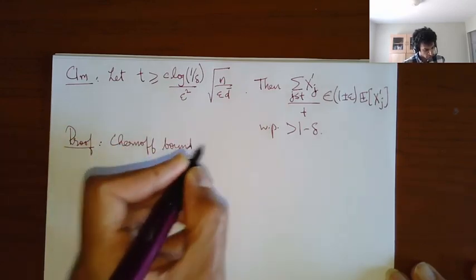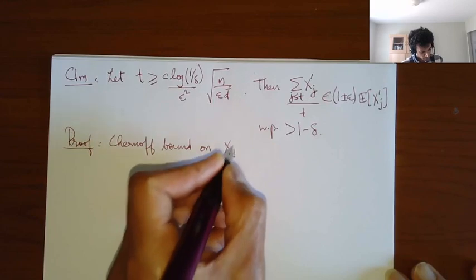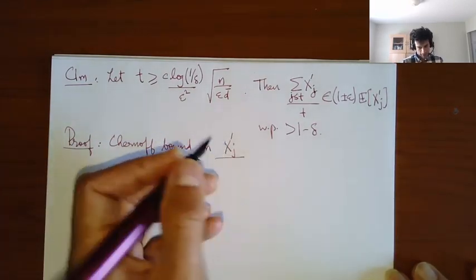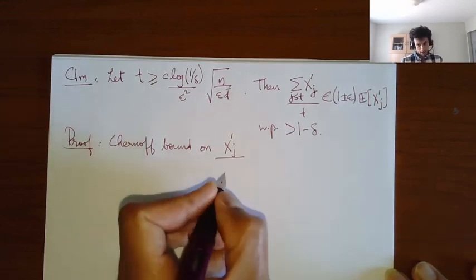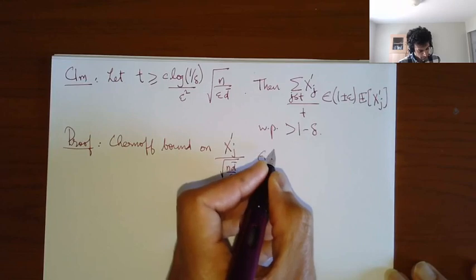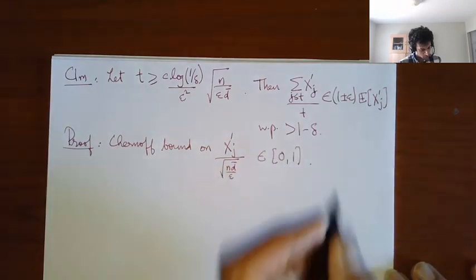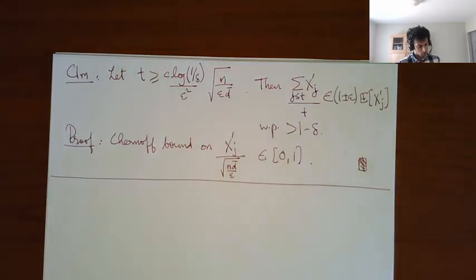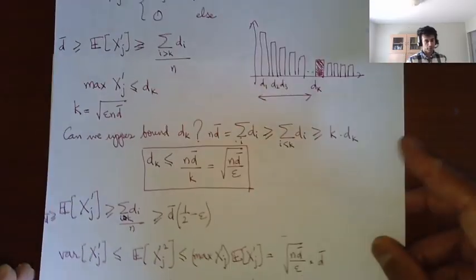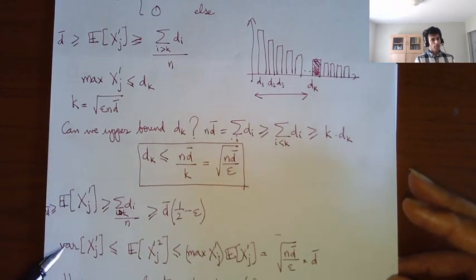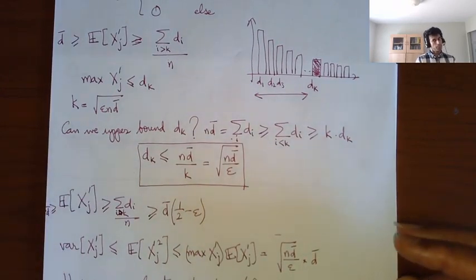It's a Chernoff bound on the random variables xj prime divided by the maximum value of n d prime divided by epsilon. And note that this is basically going to be between 0 and 1. Okay, so basically because you have an upper bound on the maximum, you can bound the variance, and indeed you can also apply the Chernoff bound.